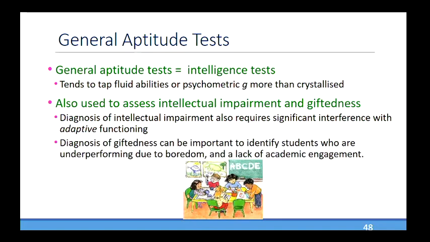Diagnosis of giftedness is really important to identify students who are underperforming, and often they do, they just coast because they can get away with it, due to boredom and a lack of academic engagement. And so then you can actually work with them to try to improve that academic engagement, or maybe increase the complexity to a point where they're intellectually stimulated.